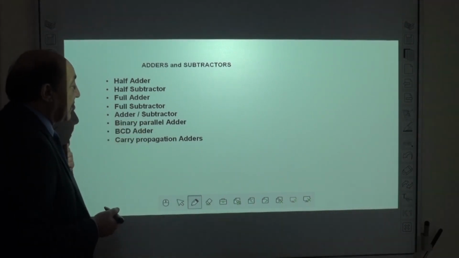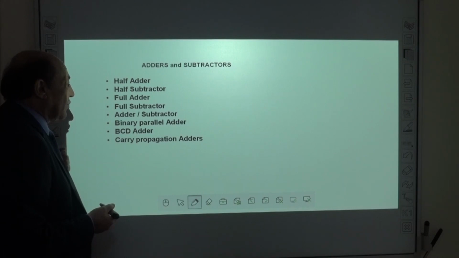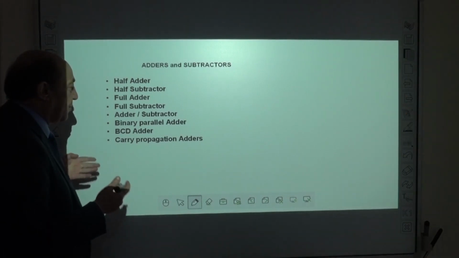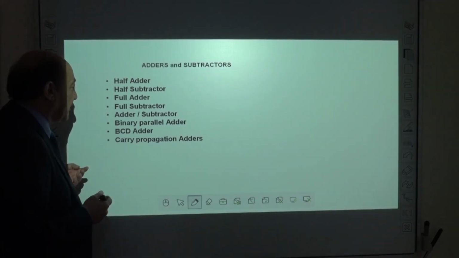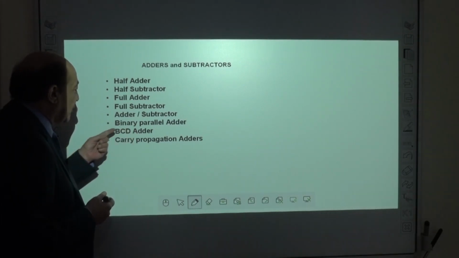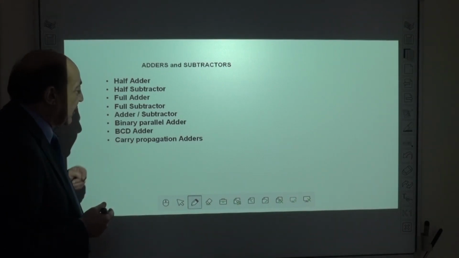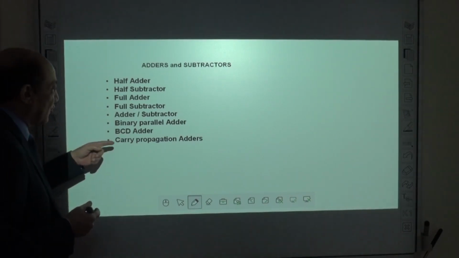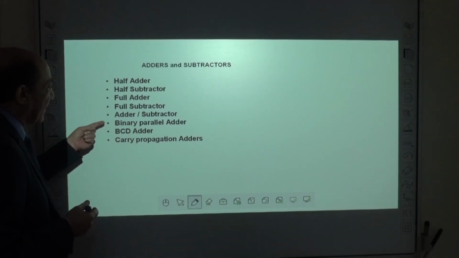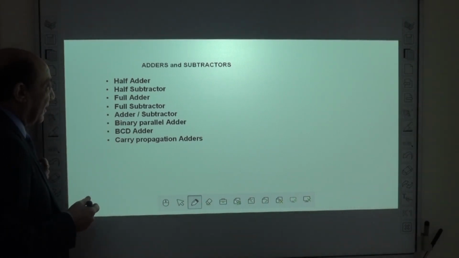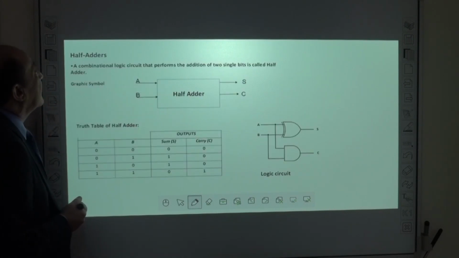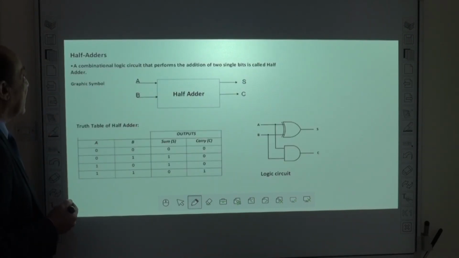Binary parallel adder is used to add 2 binary numbers, for example a 4-bit or 8-bit number with another 4-bit or 8-bit number. BCD adder is used to add 2 decimal digits coded in BCD. And the carry propagation adders are used to solve some problems in the binary parallel adder and to speed up the process of obtaining the sum. We start first with the half adder.